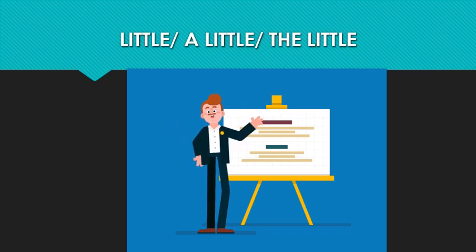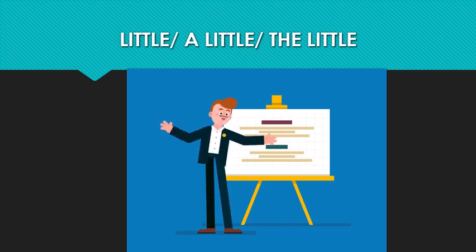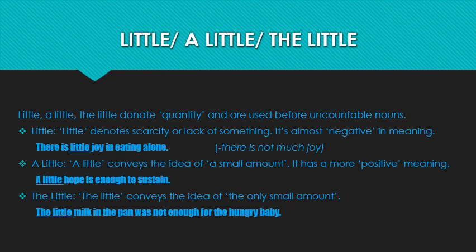Now comes little, a little and the little. Little, a little, the little denote quantity and are used before uncountable nouns. So we use little, a little and the little with uncountable nouns. Uncountable noun means that which you cannot count on your fingers or which you can never count. Like water. Can you count water? No. You may count water but in some unit. You cannot count water in number.